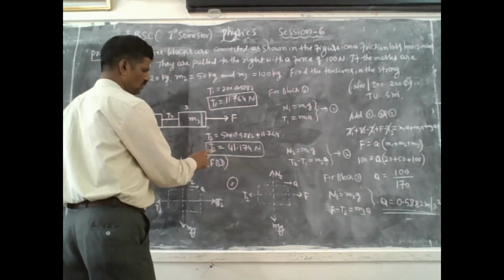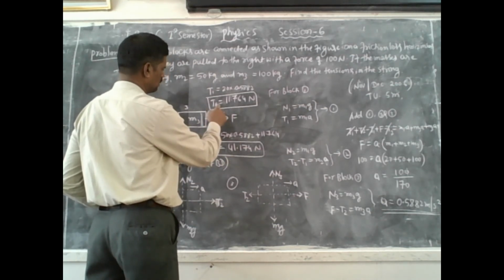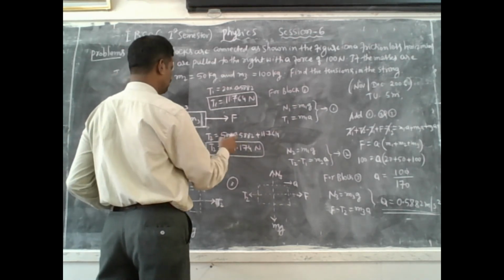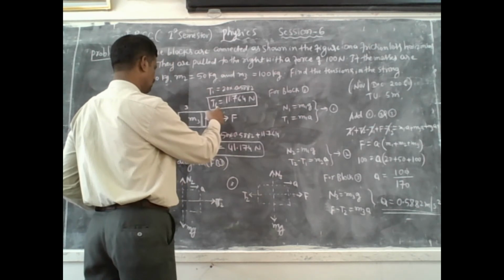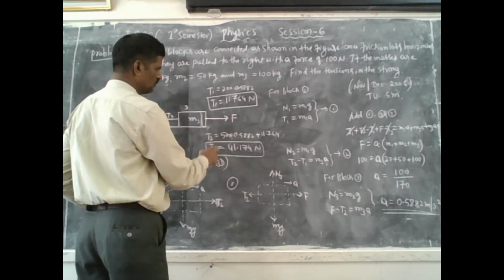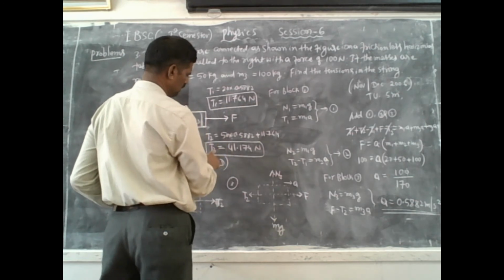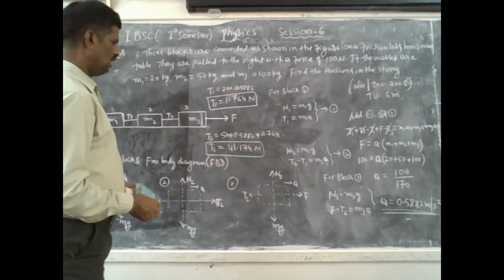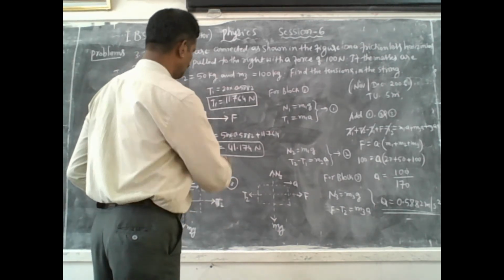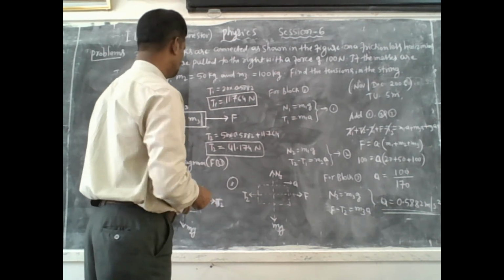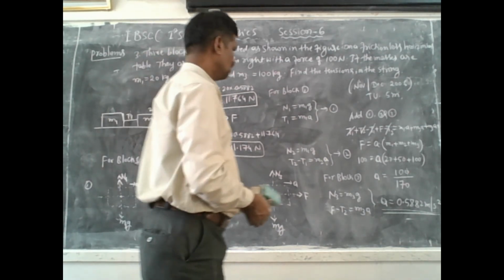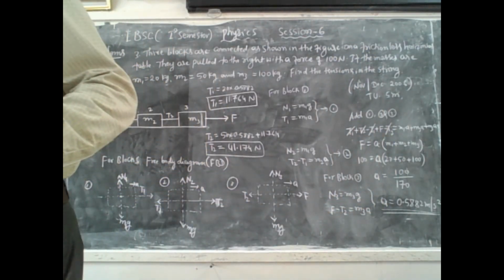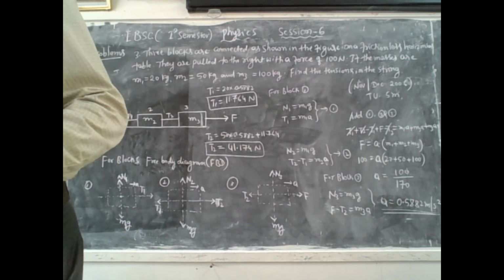So T1 and T2 are the tensions produced in the string while pulling by some force for the blocks. T1 is equal to 11.764 Newton, T2 is equal to 41.174 Newton, isn't it? And the force we already know, it is given in the question. So these are the problems. And one more problem we can write.